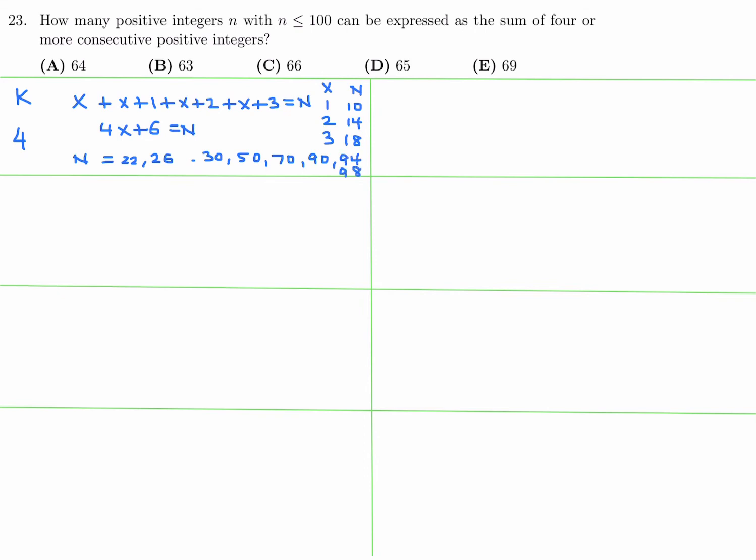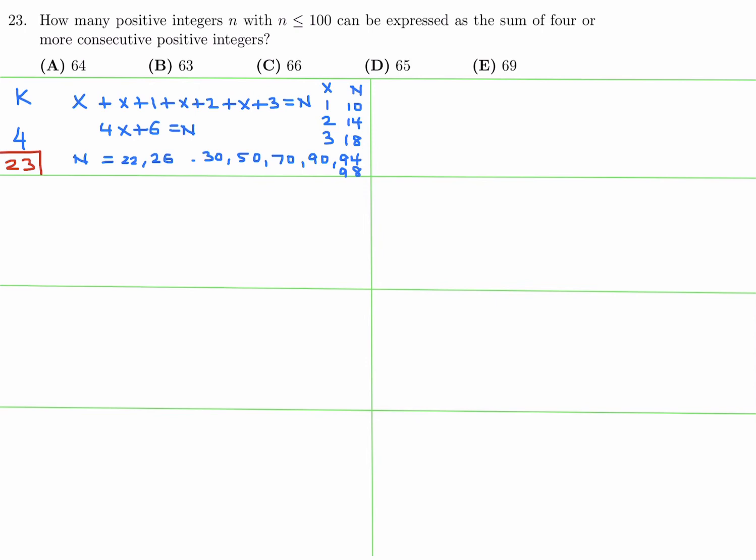Now when you add these up, 98 is achieved when x was 23. 4 times 23 is 92 plus 6, which is 98. So there's 23 of these numbers. So what I'll do is I'll write how many of them here. We'll keep a little tally on the corner there.